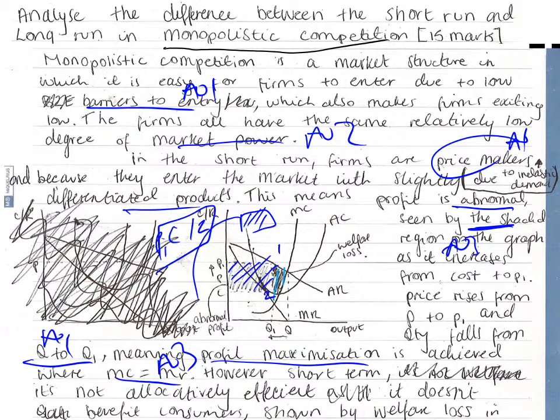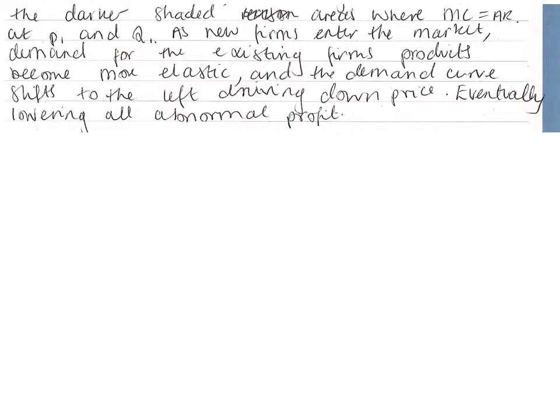However, the short run is not allocatively efficient as it doesn't benefit consumers to the full extent, just to be a little accurate, as shown by the welfare loss. So we've got a welfare loss highlighted here in the darker shaded area where MC equals AR, and P and Q.